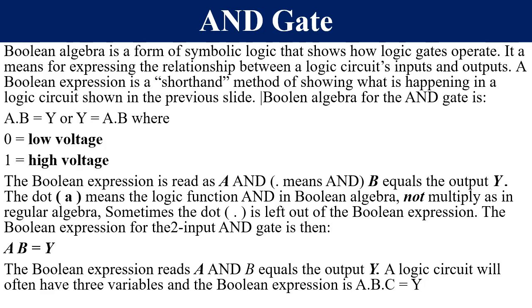The dot means the function AND in Boolean algebra, not multiply as in regular algebra. Sometimes the dot is left out of the Boolean expression. The Boolean expression for a two-input AND gate is indicated as A and B equals Y. That is, the Boolean expression reads A and B equals the output Y. For a three-input AND gate, it's A and B and C is equal to Y. Please take note of how you read that.